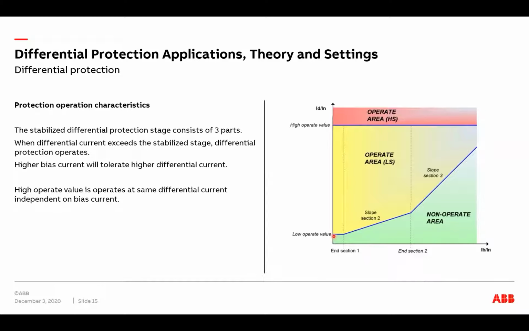In addition to the stabilized stage, we also have the high operate value here, which means that as you remember, we have a faster operation here, 20 milliseconds, if the differential current exceeds the high operate value setting here.